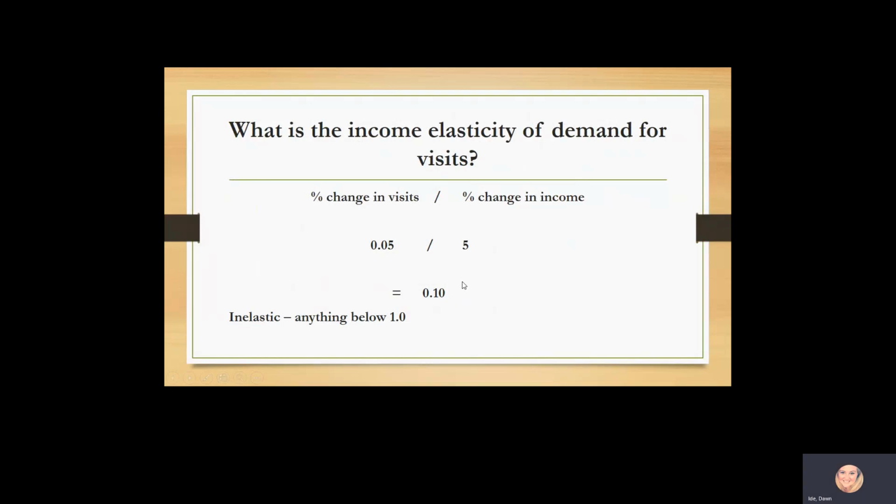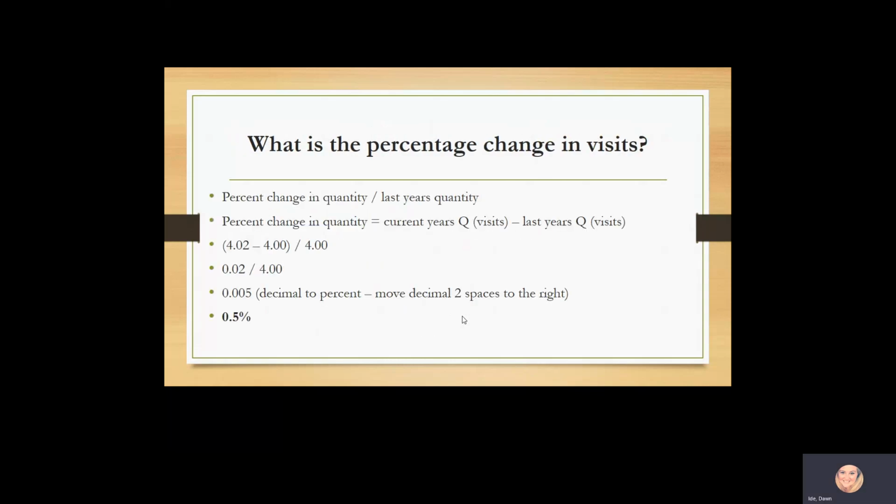And as we learned, anything below 1.0 is going to be inelastic. It's going to be inelastic, right? Anything below 1.0, it's going to be inelastic, which means we didn't really see the demand change very much based upon the percentage change in income. Okay?